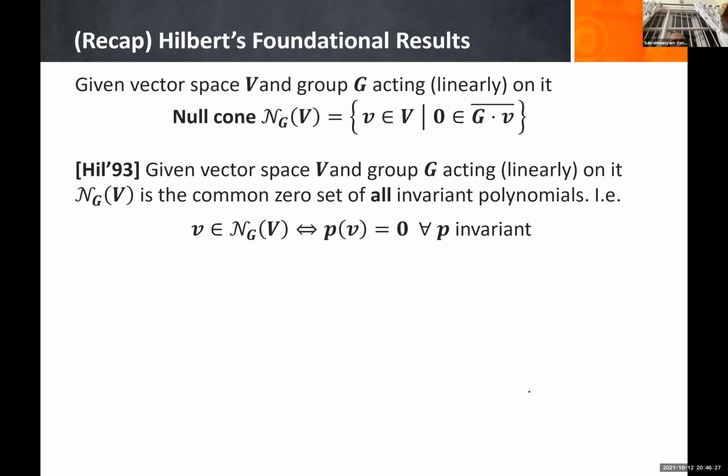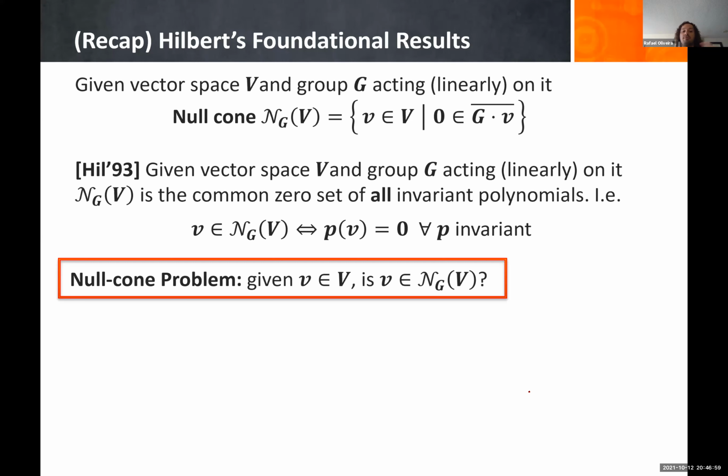All right, so now let's recap these foundational results and put together all the invariant theory and Ramada's talk with this result. Given a vector space and a group acting on it, we know that the null cone is the set of all elements such that zero is in the orbit closure. An element is in the null cone if and only if all the invariants vanish on it. And the null cone problem was, given a V in our vector space, is V in the null cone?